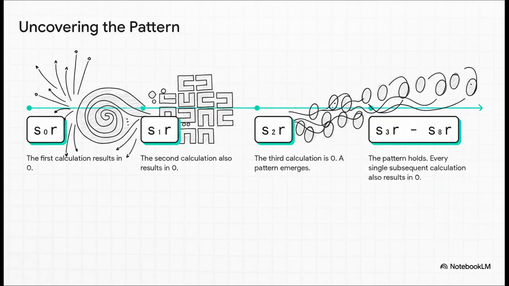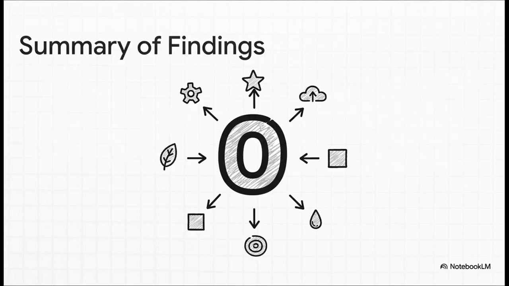And as the source document methodically works through every single one of these calculations, which, trust me, get way more complex, an absolutely undeniable pattern emerges. From S0R all the way to S8R, every single time, the result is 0. So let's just recap. After all that hard work, we have our findings. Every single one of these S values we were looking for is 0. This isn't just a clue anymore. This is the key that's about to blow this whole case wide open.